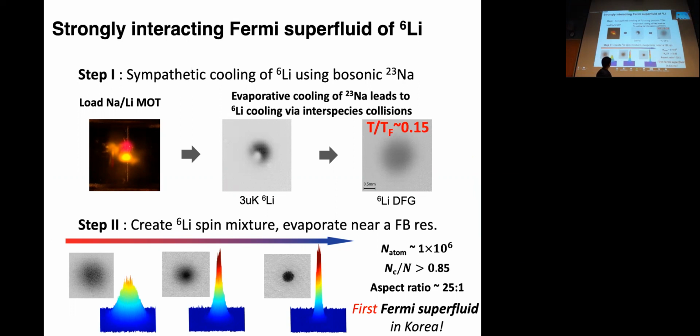And the second detail is that after all this cooling process has been done, in the lab, we're able to create very large Fermi superfluids where typically we have about 10^6 fermion atoms per spin state. So in total, that's about 2 times 10^6 lithium atoms. And the typical condensate fraction that we have is about 85% at unitarity. And one of the key features of our sample is that it's very oblate. So the aspect ratio of our sample in the radial direction versus the tightly confined axial direction of the sample is about 25 to 1.